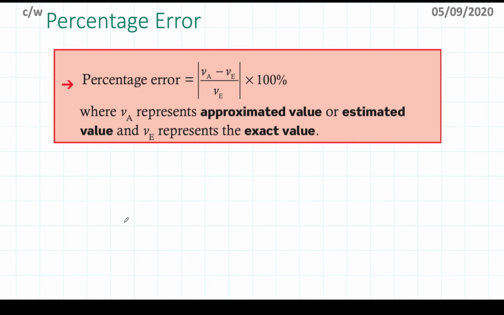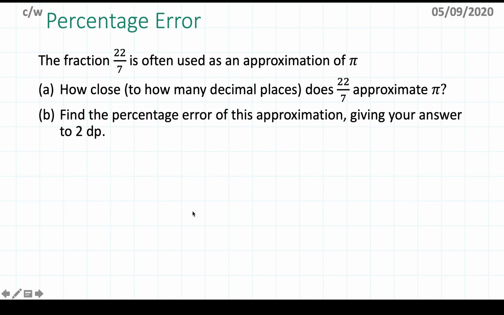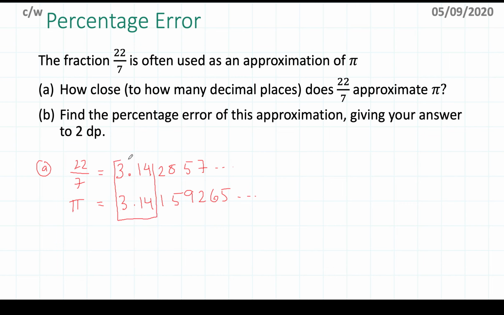So a couple of examples. If I have the fraction 22/7, we do use it to approximate pi. The first question asks you how many decimal places does it approximate it. So you can type 22/7 in your calculator, see all the numbers, and type out pi and see all the numbers. And you're going to notice that they will only match up to 2 decimal places. So for part A, we're only matching up until 2 decimal places.